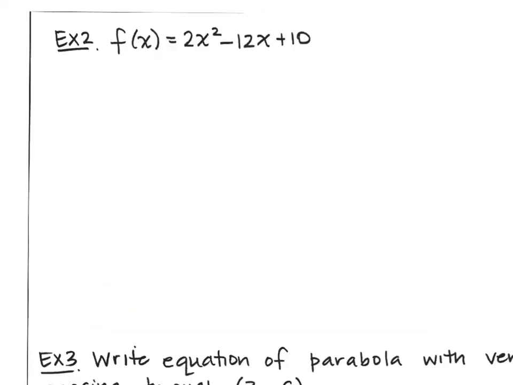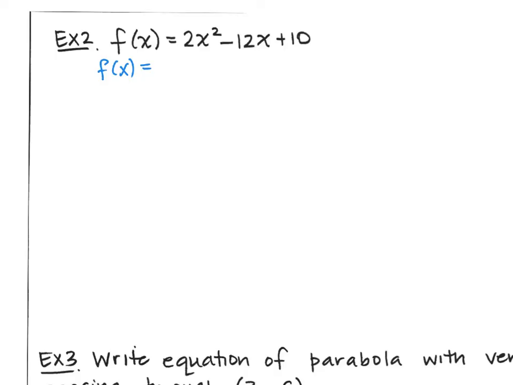Okay, I'm going to follow the same directions for the next function. This is f of x equals 2x squared minus 12x plus 10, but the a value is not equal to 1, so it's the same process, but you need to be a little more careful. I do want to transform this to standard or vertex form, so I want to complete the square.